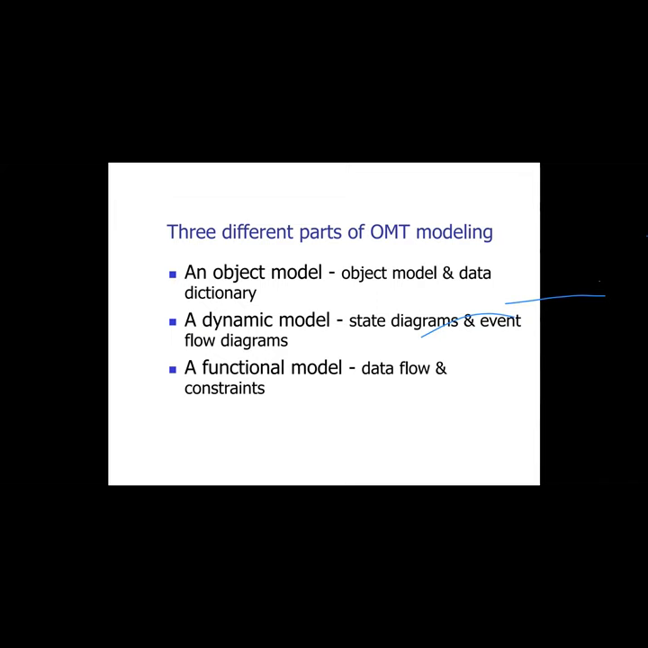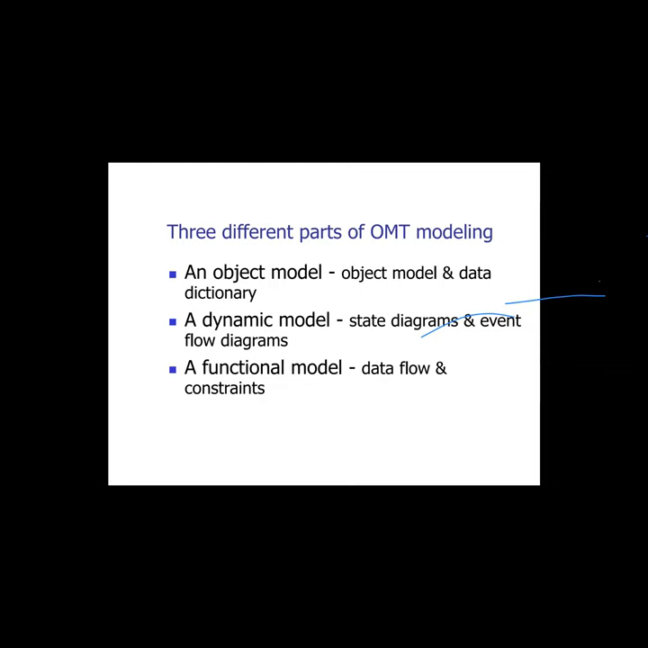The second model is the dynamic model. The state diagrams, events, and flow diagrams should be designed using the dynamic model. We have to differentiate the static parts of our project from the dynamic parts. If it is a static one, it should be represented using the corresponding class diagram or component diagram. If it is a dynamic component, it should be represented using state chart diagrams, collaboration diagrams, use case diagrams, or sequence diagrams.